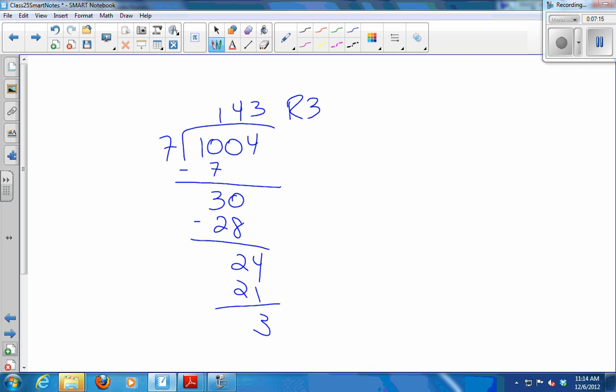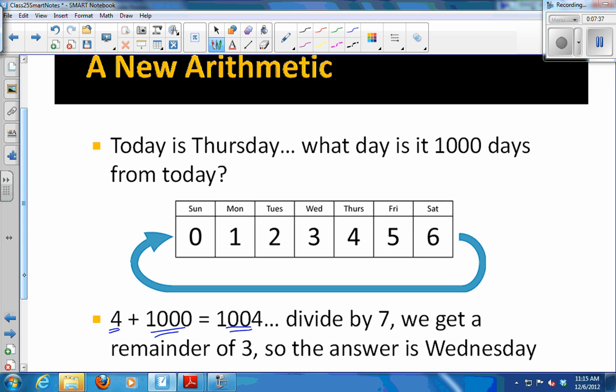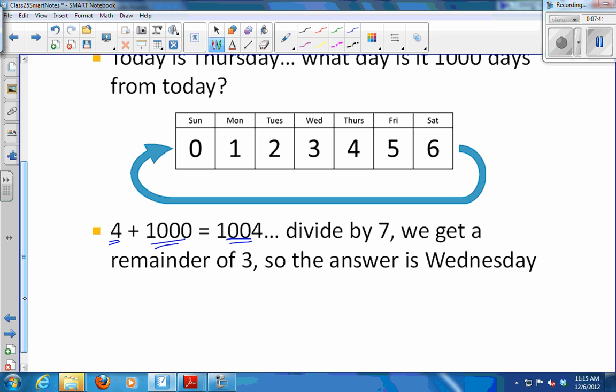So to figure out what day of the week it is, we can say, well, the 143 weeks don't matter, because every time a week goes by, I land back on Thursday. So I would say I made 143 loops around my little chart here, and then I just have to go 3 more days. 1, 2, 3, and it's, oh, sorry, so 3, it's Wednesday. Remainder 3 gives me Wednesday.